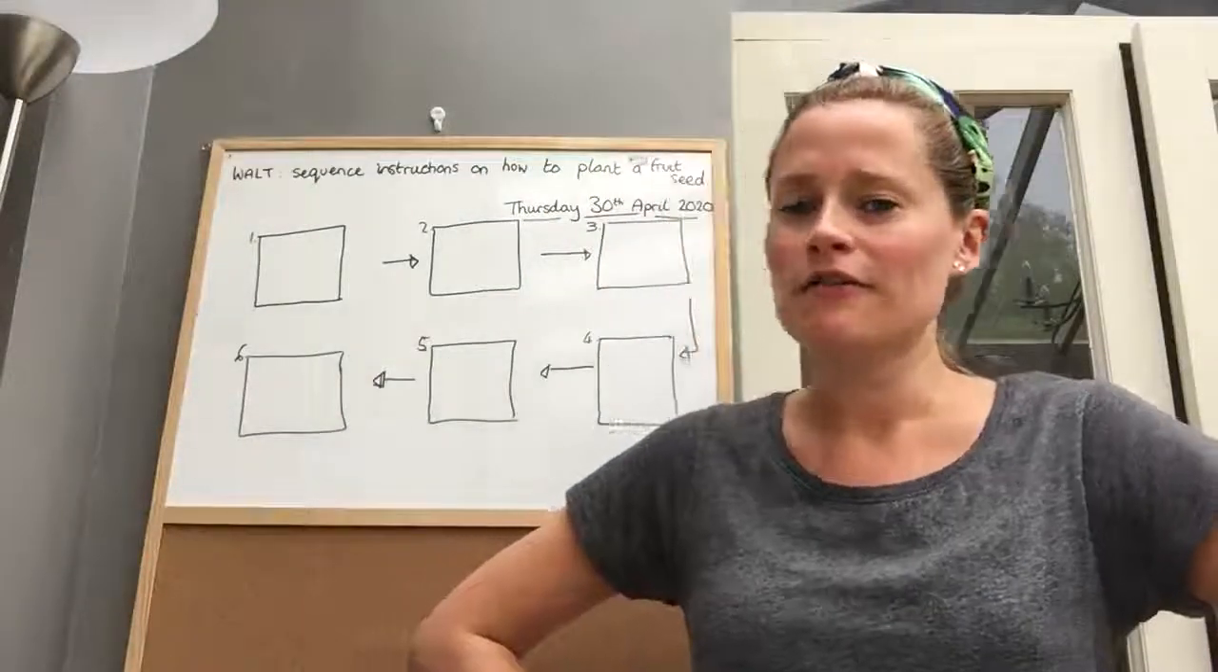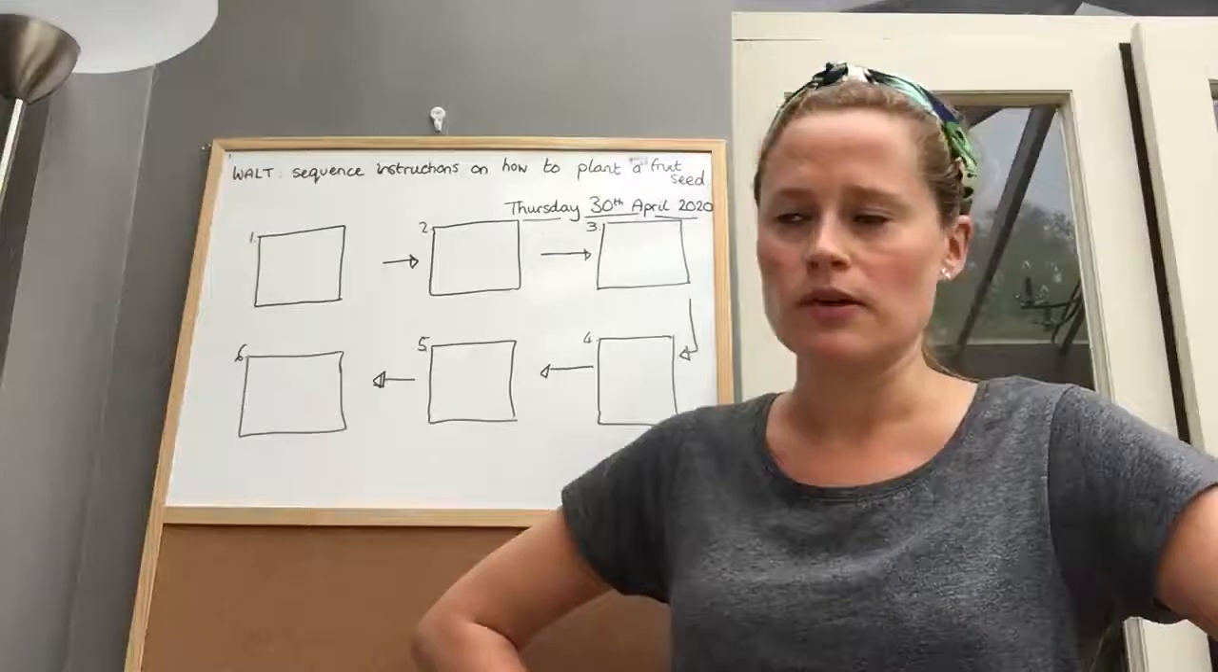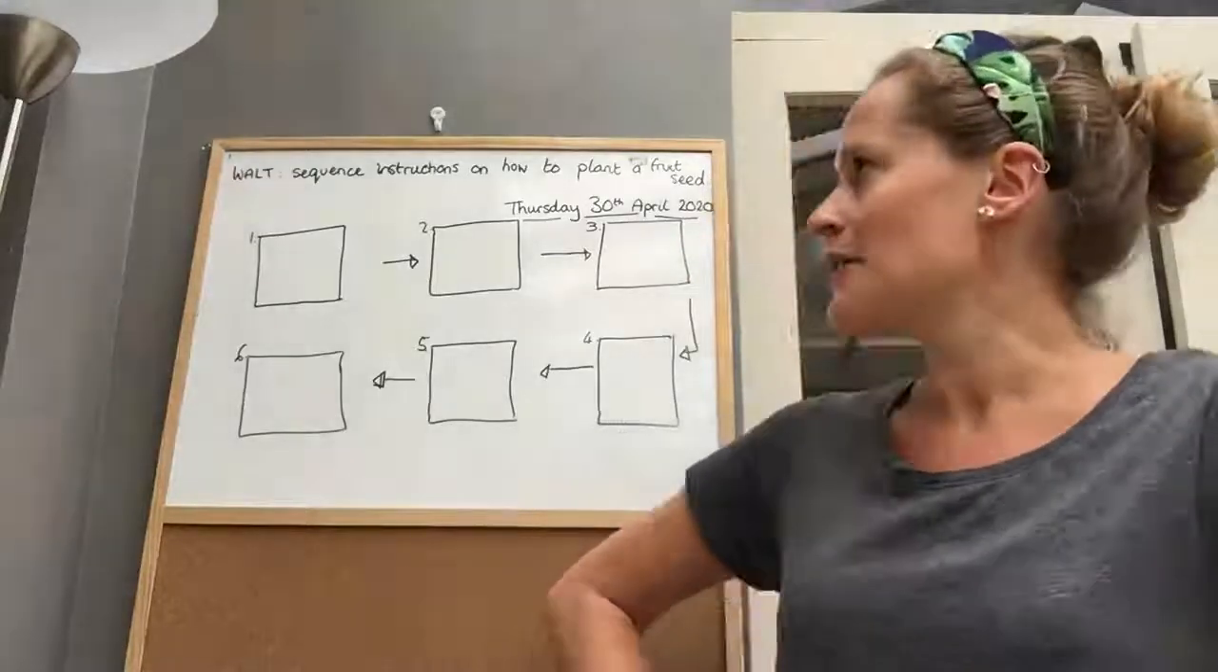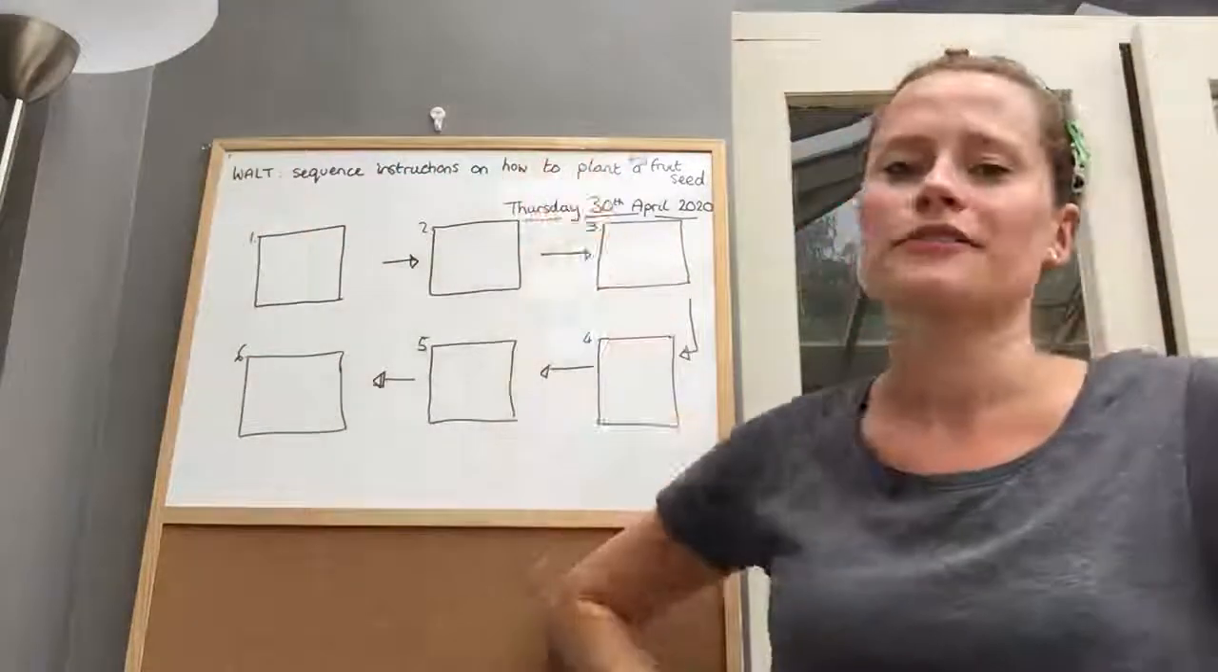Everyone, welcome to lesson 4 of Literacy for Jack and the Beanstalk. Today we are going to be looking at how to sequence instructions on how to plant a fruit seed.